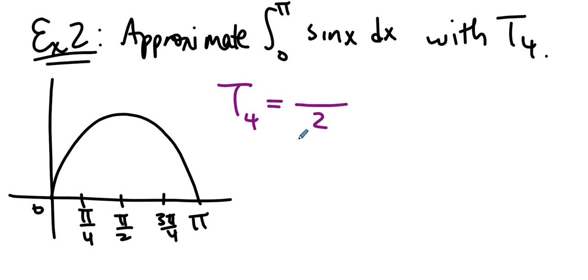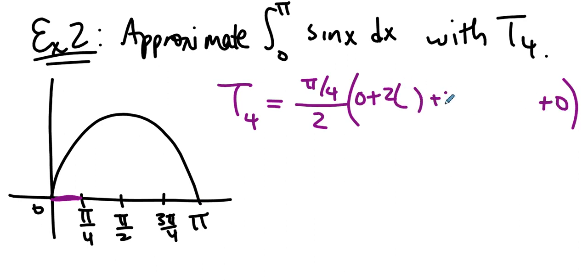That's a delta x over 2. Delta x, that's this distance. That's the distance from 0 to pi over 4. And then we've got the first y value, the last y value, and then 2, 2, 2.